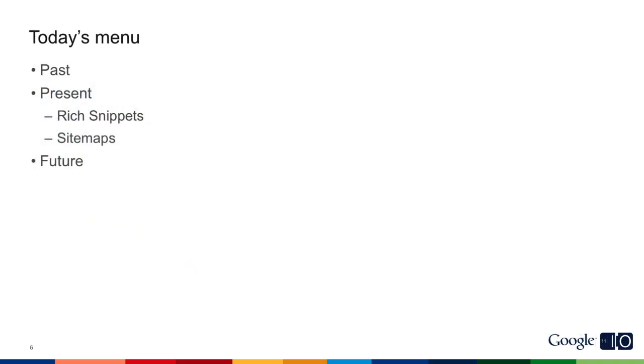All right, so today this is what we're going to talk about. We're going to look at the past, where this has all come from. We're going to look at the present, using rich snippets and using sitemaps. And we're going to look at the future, what's next for all of this markup.